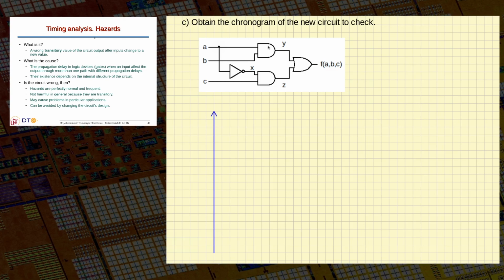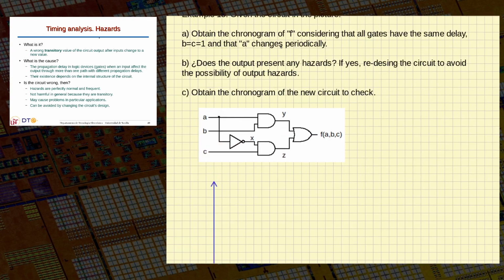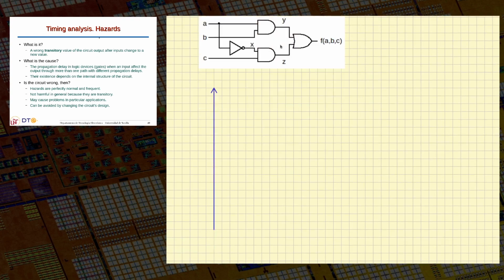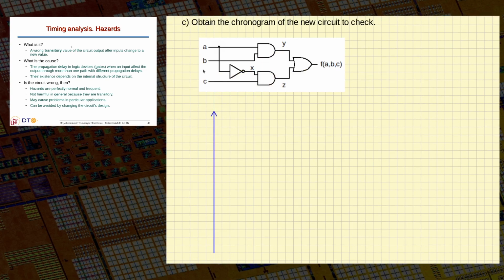We know that B and C are equal to 1. So these values are fixed. We obtain the equations of every output of a gate. Y is A and B. X is A complemented. Z, I don't make substitutions here, okay?